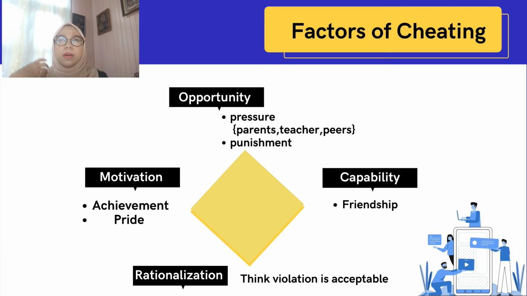They don't think about anything that happened, they need to get a good grade. Opportunity, like pressure from parents, teachers and peers. Sometimes teachers and parents want a student, a son or daughter, to get a good grade in exams, in academics. So that student feels pressure because whatever happens, they need to achieve that. If they do not achieve that, there will be punishment that causes them mental stress.